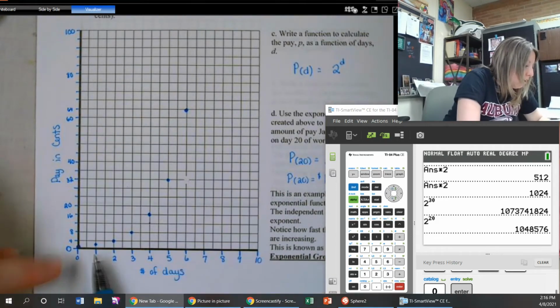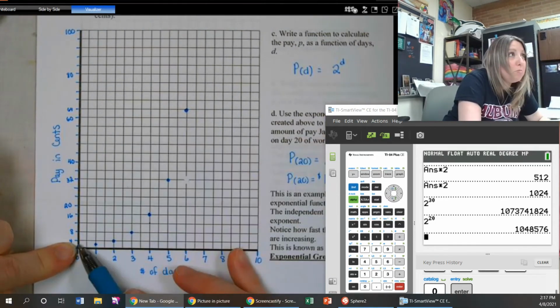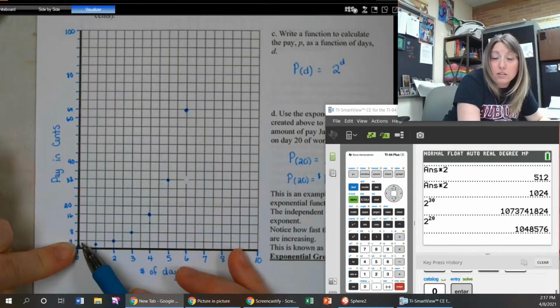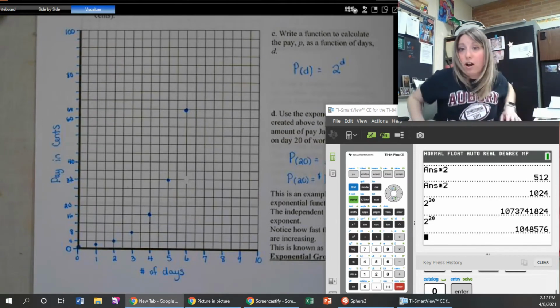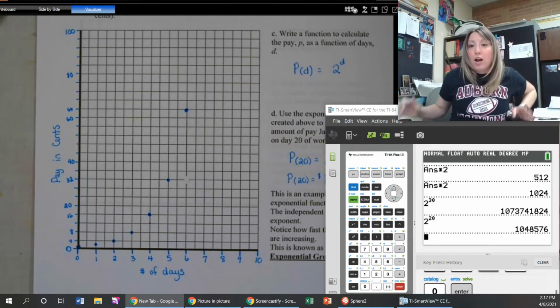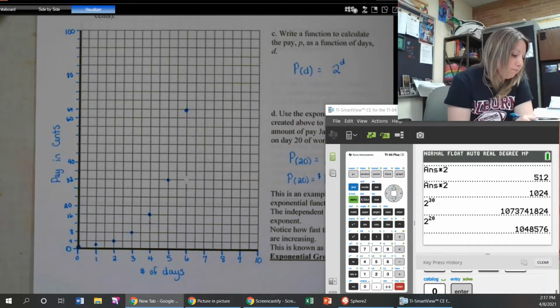Now, Jack isn't getting paid in between. So since Jack's not getting paid in between, I'm not going to connect this. This is a discrete graph versus a continuous graph. I know we've talked about that prior to now, but we're mentioning it again. We mention it much more in chapter 13.